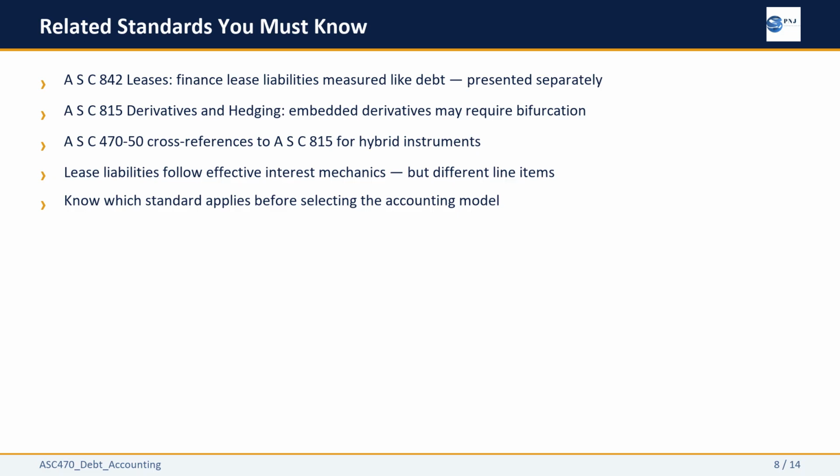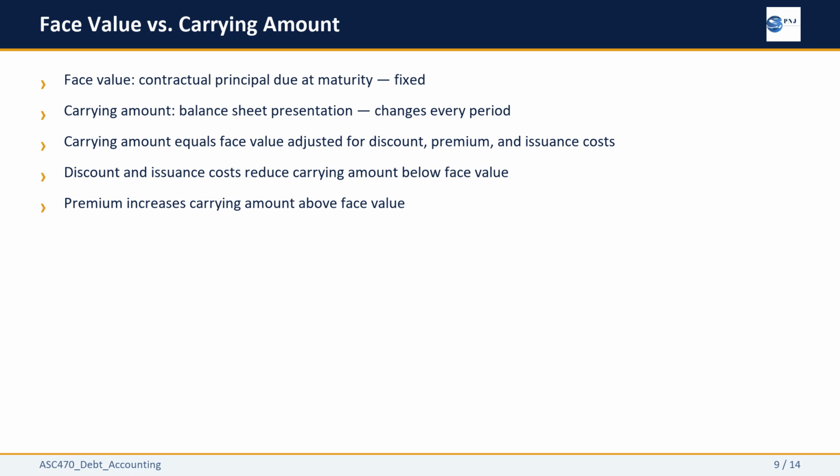Getting that wrong from the start means rebuilding the entire accounting model later. Here is the distinction that causes the most confusion in practice. Face value is fixed. It is the amount written in the contract that the company must repay at maturity. Carrying amount is what appears on the balance sheet, and it changes every single period. They start apart because of discounts, premiums, and issuance costs, and they converge at maturity.